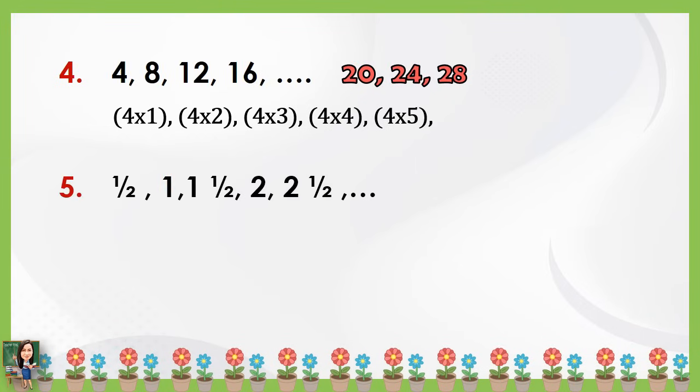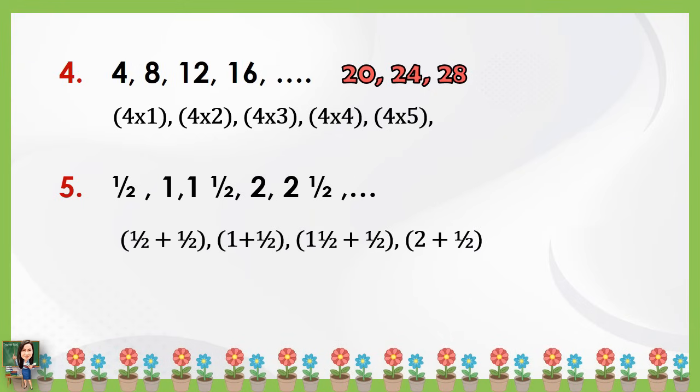And for number 5, 1 half, 1, 1 and 1 half, 2, 2 and 1 half. The rule is add 1 half to each term. 1 half plus 1 half equals 1. 1 plus 1 half equals 1 and 1 half. 1 and 1 half plus 1 half equals 2. 2 plus 1 half equals 2 and 1 half. And the next 3 terms are 3, 3 and 1 half, 4.